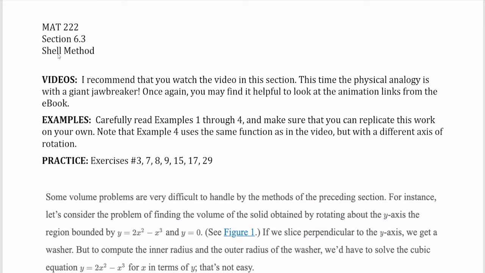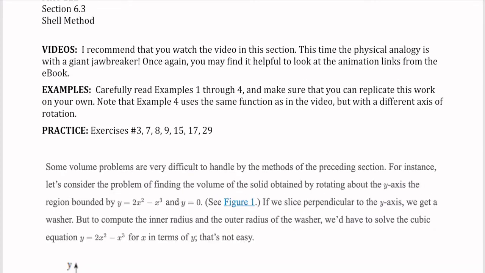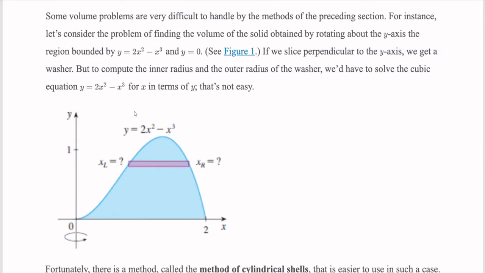To understand this method, we're going to look at an example that comes straight from the book, but we're going to try to dive into it a little bit. Here we see the picture. The function is y equals 2x squared minus x cubed. We're looking at this picture here, cutting this at y equals 0, and then we're going to rotate around the y-axis. Okay, so that's this here.